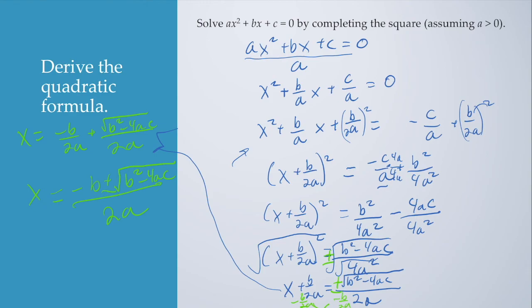I know most people don't like completing the square, but at least completing the square gave us a really nice formula that we can use to find the zeros of our quadratic functions, be they real, rational, irrational, or even complex.